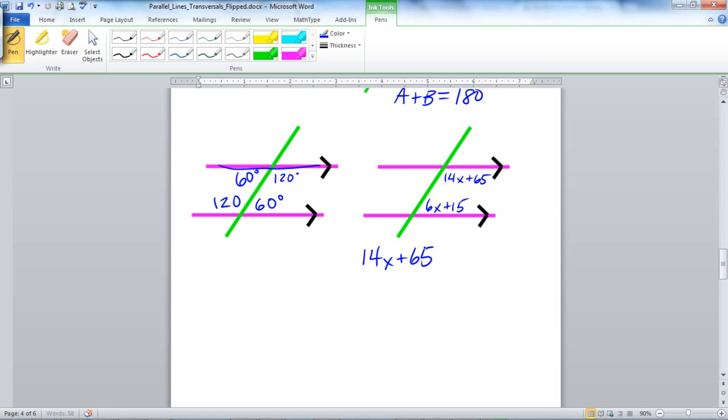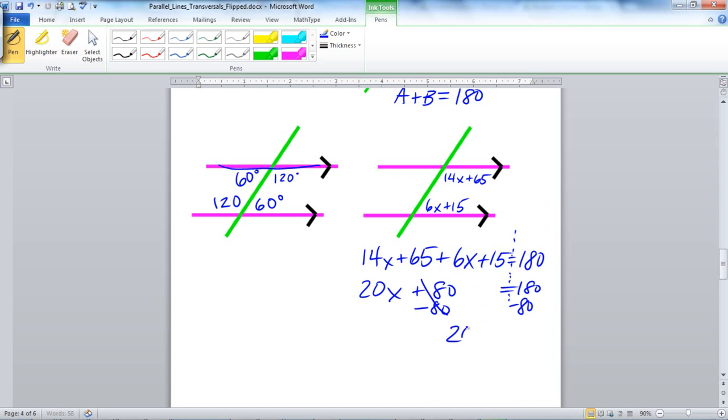So 14x plus 65 plus 6x plus 15 equals 180. Now notice they're on the same side of the equal sign. I tell my algebra students, put down a dashed line on the equal sign. It shows me that the 14x and the 6x, they're on the same side, so that's 20x. 65 plus 15, that's 80, equals 180. Subtract 80 from both sides.